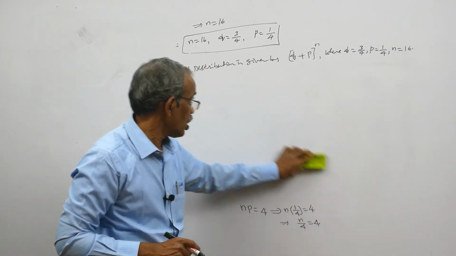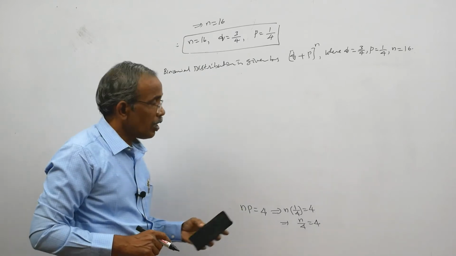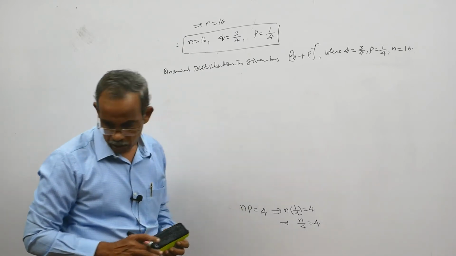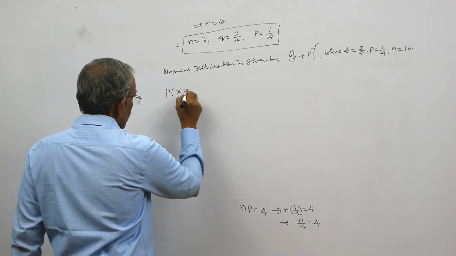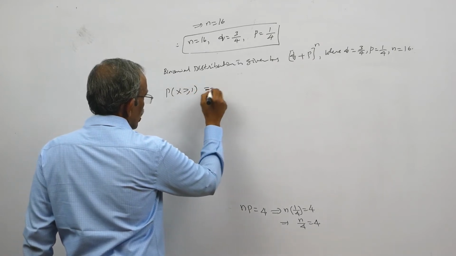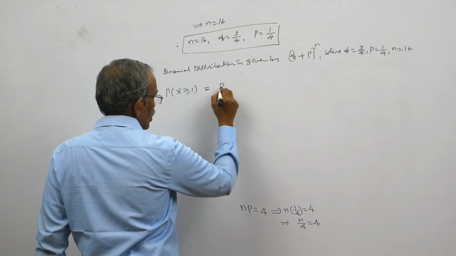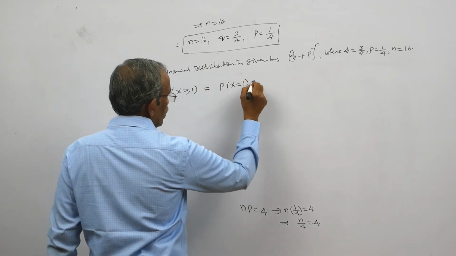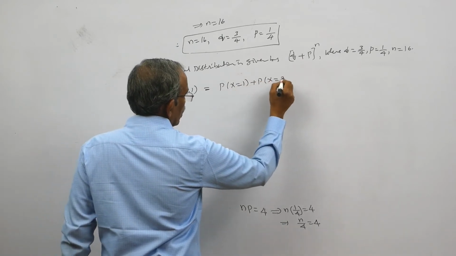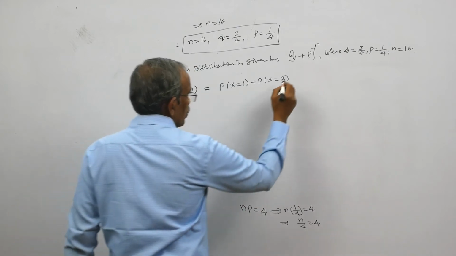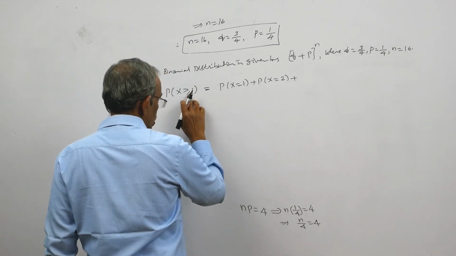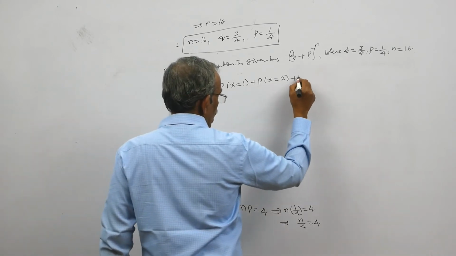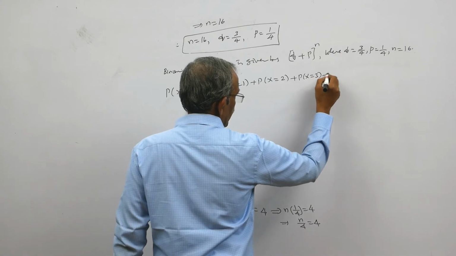Now we have to find the value of P of x greater than or equal to 1. P of x greater than or equal to 1 means P of x is equal to 1, P of x is equal to 2, P of x equal to 3 and so on.